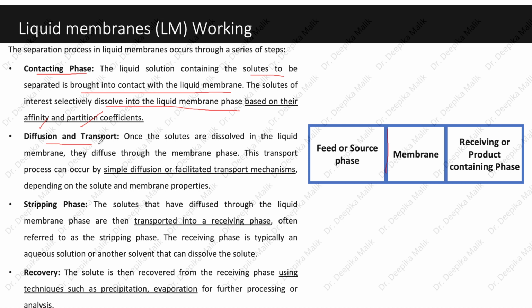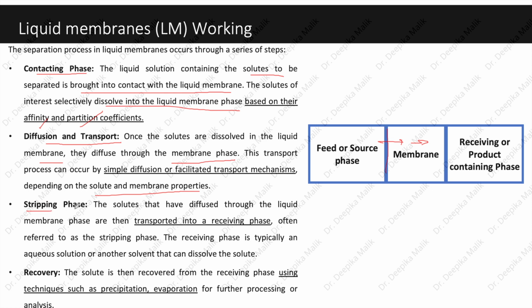Second stage is diffusion and transport. Once the solutes are dissolved in the liquid membrane, they diffuse through the membrane phase. This transport process can occur by simple diffusion or facilitated transport mechanisms depending on the solute and membrane properties.